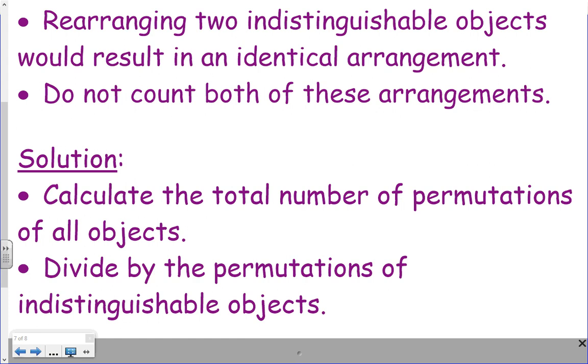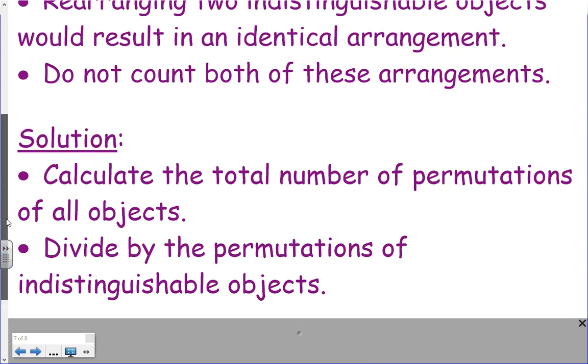We calculate the total number of permutations of all of our objects, and we divide by the permutations of those indistinguishable objects. And there could be multiple indistinguishable objects. Maybe I got a couple sets of twins in my classroom. Or maybe even some triplets. You have to divide by each of those permutations of those indistinguishable objects. All right, so let's take a look at an example to illustrate this.